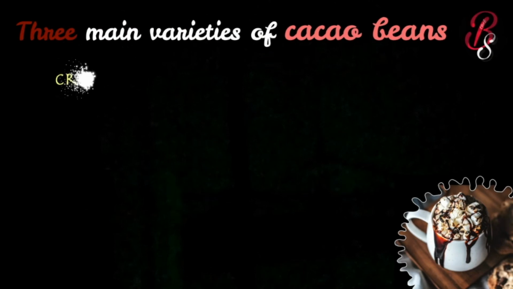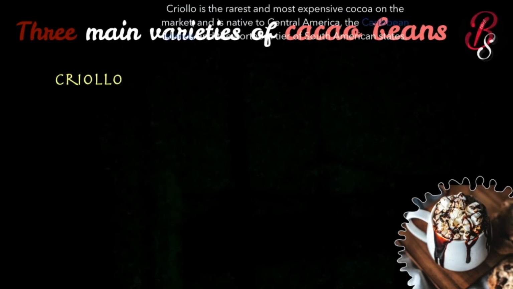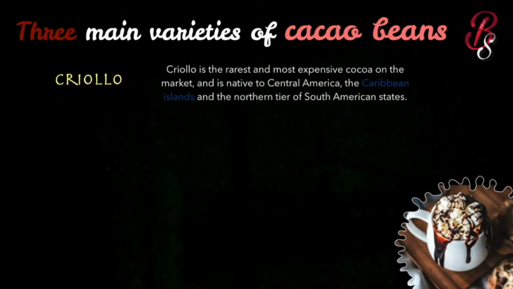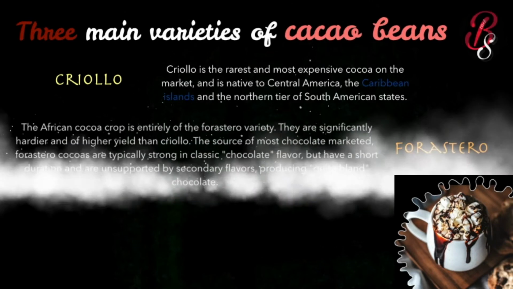The first is Criollo, right? So let's study that. Criollo is the rarest, the most expensive cocoa on the market, and a native of Central America, like the Caribbean islands and the northern tier of South American states. So this is the most expensive and very rare one you can get. Few people can afford this, and if you really have a garden of it, then you'd be a rich person.